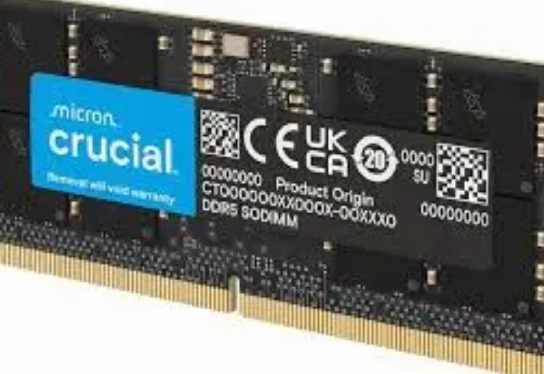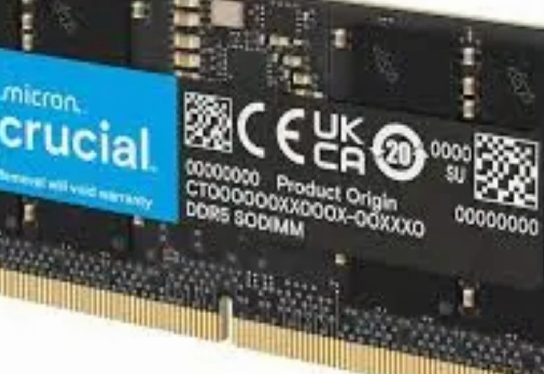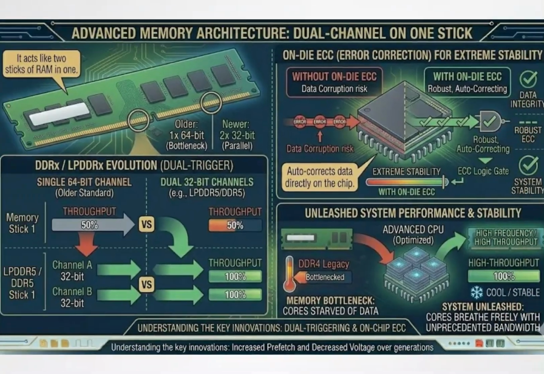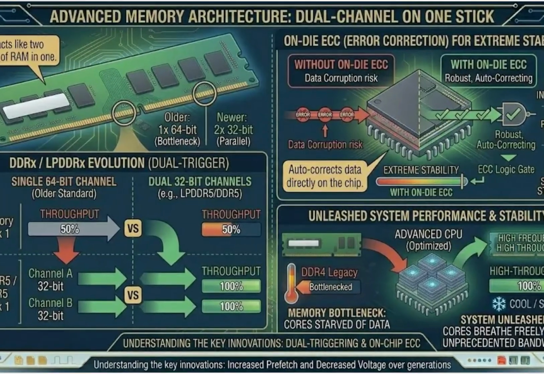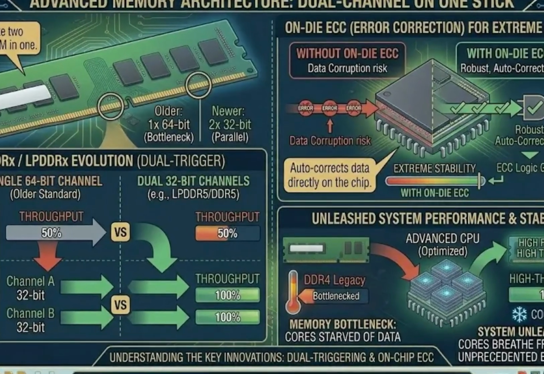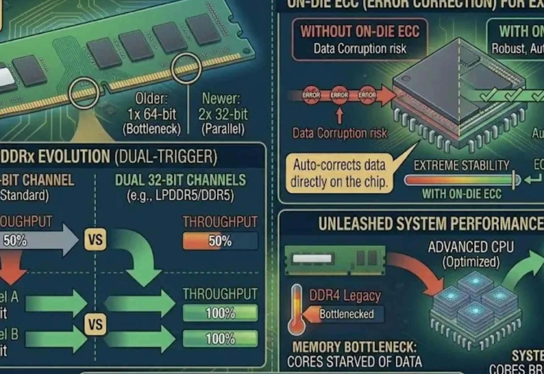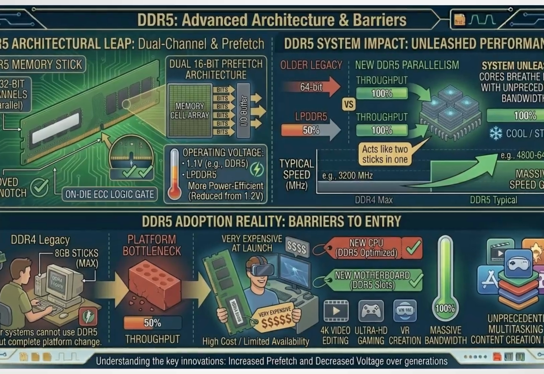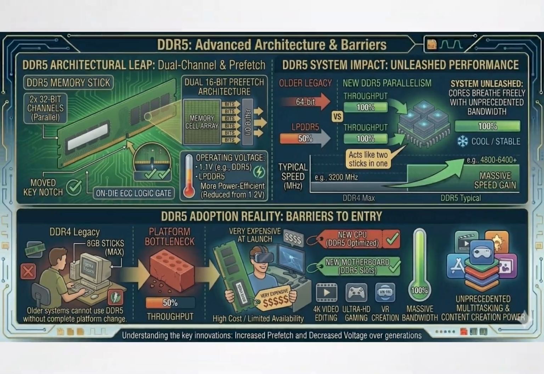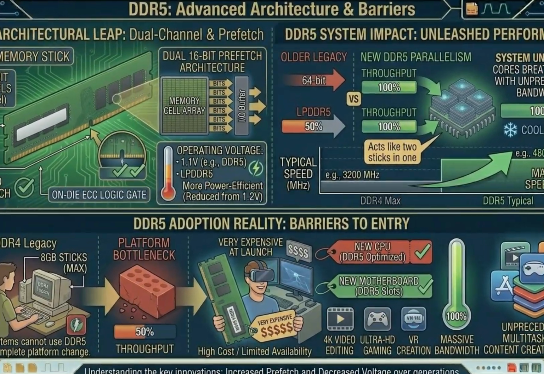Finally, we have DDR5. While it still has 288 pins, the notch is now dead center. The advantage, dual 32-bit channels on a single stick. It acts like two sticks of RAM in one. It also has on-die ECC, error correction, for extreme stability. The disadvantage, very expensive at launch and requires a total platform upgrade, motherboard plus CPU.